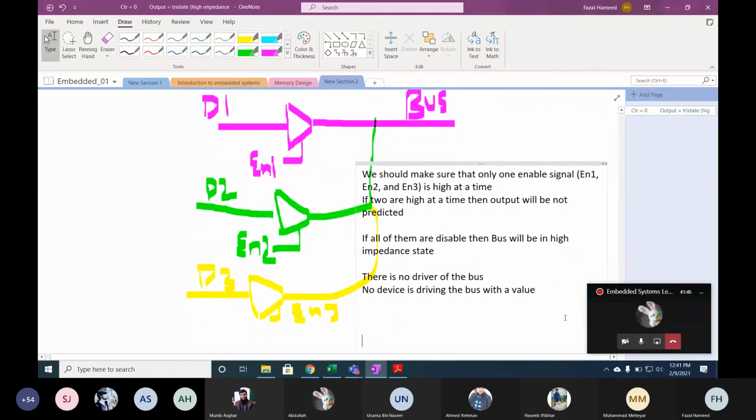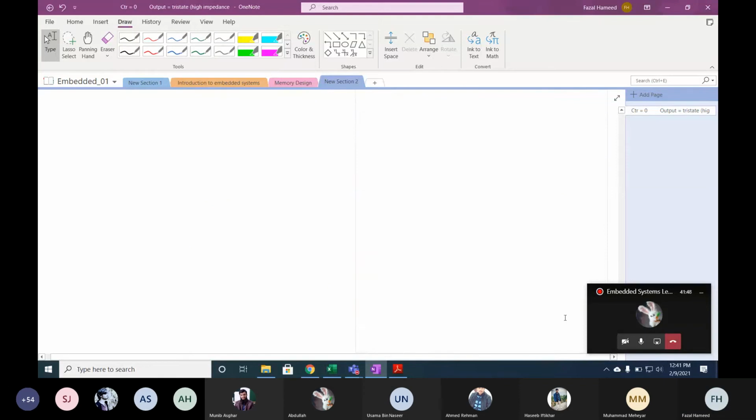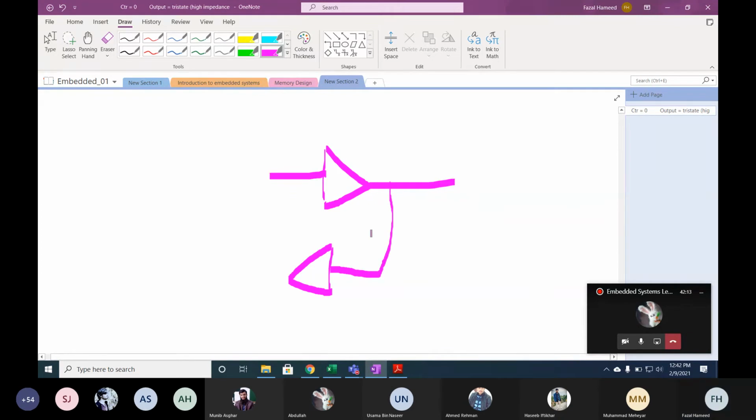Sure. Now let's assume a scenario. You saw that there were two tri-state buffers here. Do you remember these two tri-state buffers, meant for memory? Do you remember or not? Yes, sir.